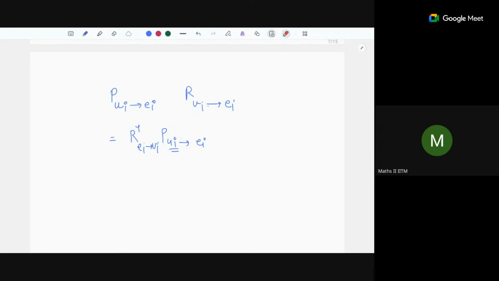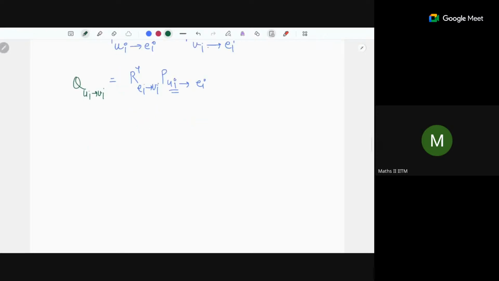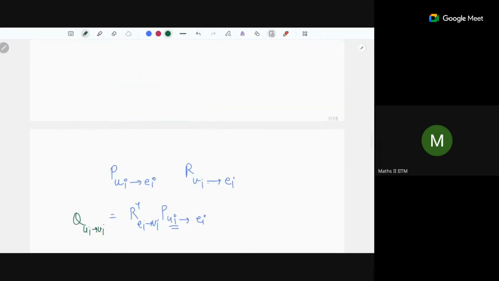That is what we want, right? We want a matrix Q which takes me Ui to Vi. So can we please try this approach? Let us see if it gives us a similar result. That's a good way. Okay, but I still need to calculate R inverse of that matrix.